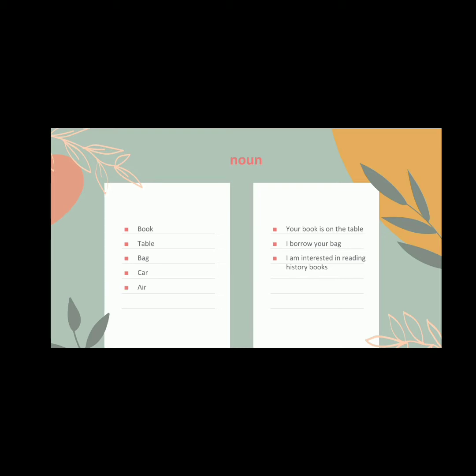The first example is: your book is on the table. The second example: I borrow your bag. My sentence here is actually a noun, but what is more obvious is a noun, namely bag, which functions as an object in a sentence. So the noun can function as a subject, and can also function as an object.